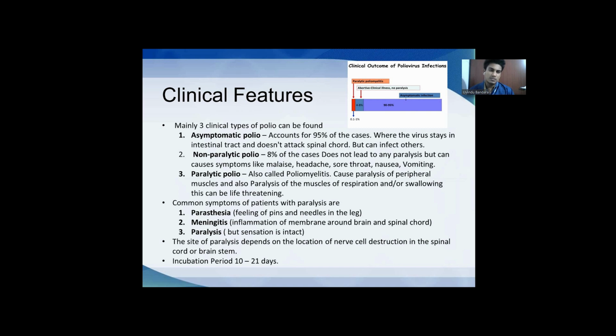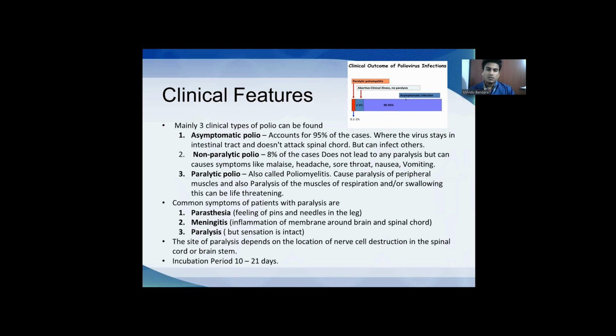The most common symptoms presented by these paralytic polio patients are paresthesia, which is a pins and needle sensation in the leg, and meningitis, the inflammation of the meninges, the membrane around the brain and the spinal cord. And the last one is paralysis of the legs and arms. But the most notable thing is, even though the legs and arms are paralyzed, the sensation is intact.